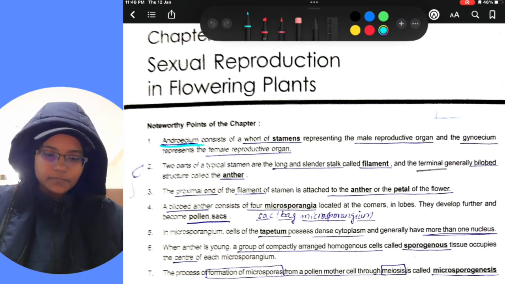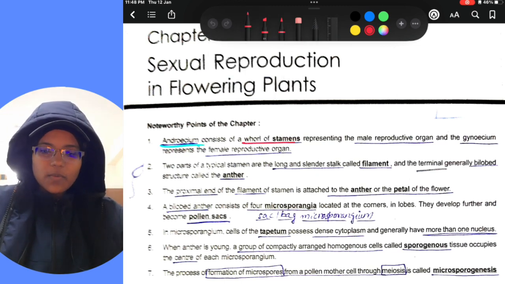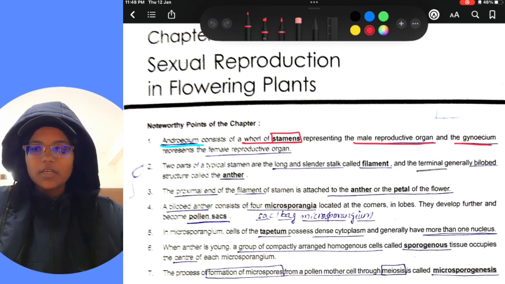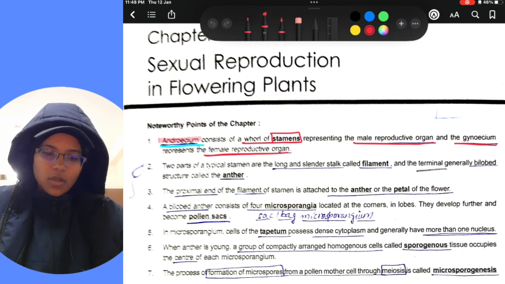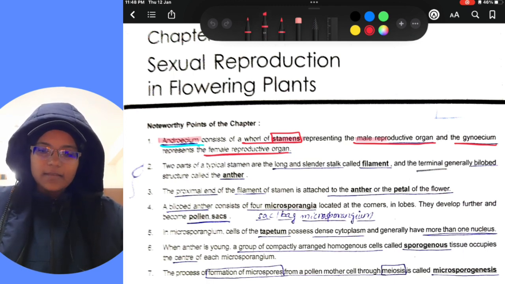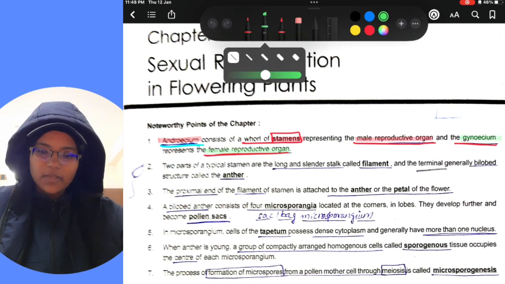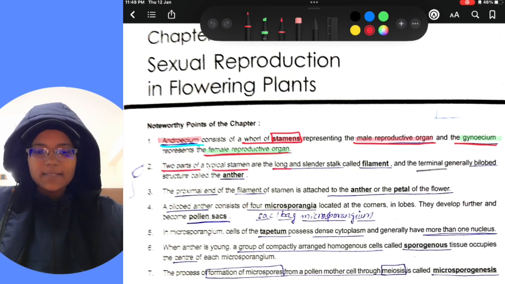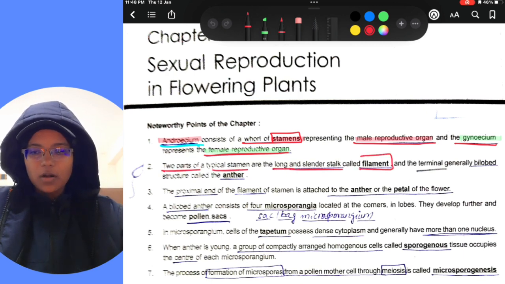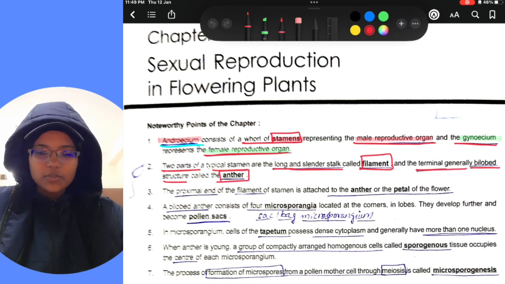Androecium consists of whorls of stamens representing the male reproductive organ, and the gynoecium represents the female reproductive organ. Two parts of a typical stamen are the long and slender stalk called the filament, and the terminal, generally bilobed structure called the anther.